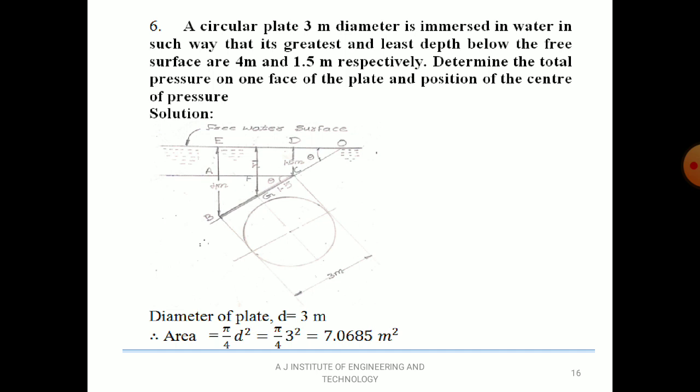So first keep the circle in an inclined position, then draw OB, then the greatest depth and lowest depth, and the free water surface. Now the diameter of the plate D equal to 3 meter, therefore area equal to pi by 4 D square, that is pi by 4 into 3 square, equal to 7.0685 meter square. This is the area of the circle.